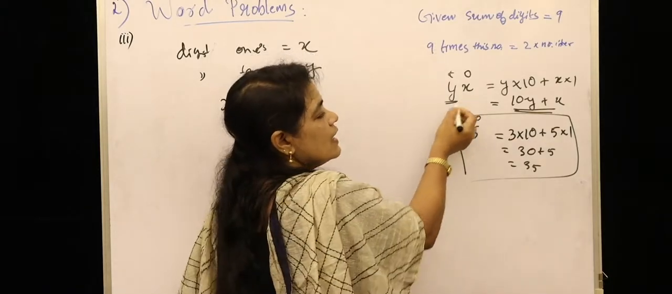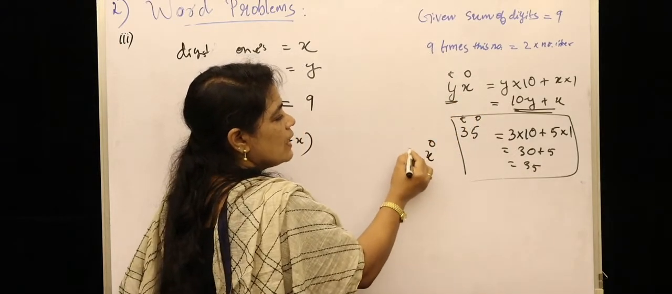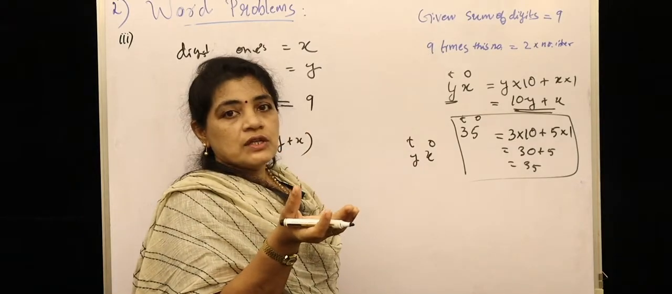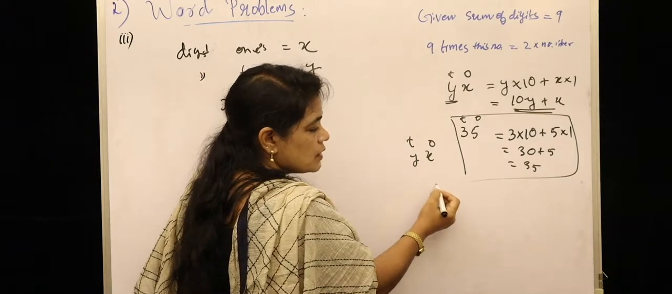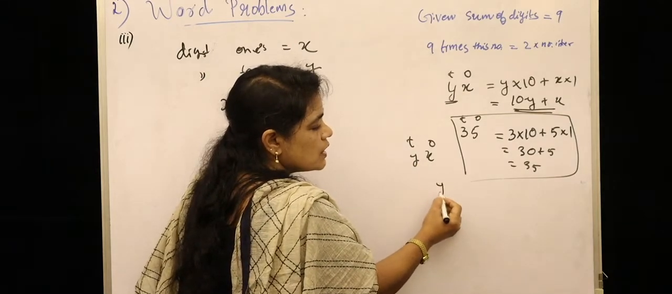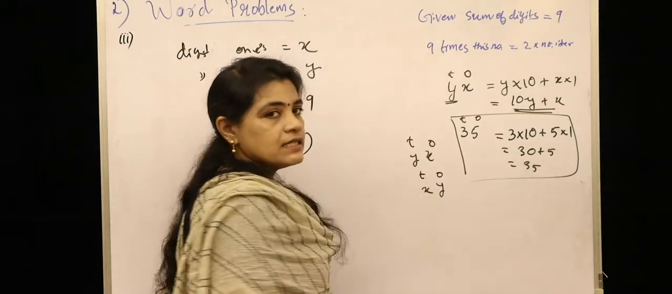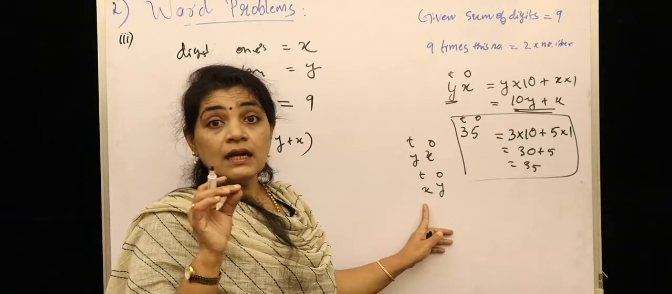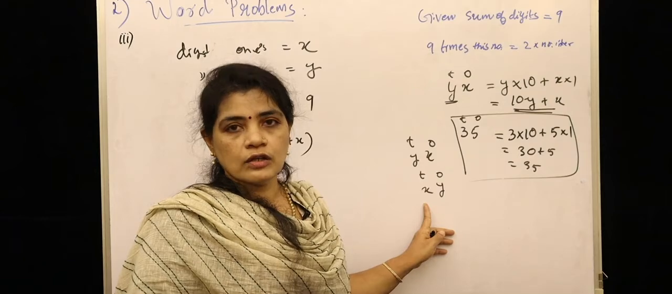Initially we have taken x in the ones place and y in the tens place. In order to get the second equation, you have to reverse the order of the digits. That means y should come in the ones place, and in the tens place you have to write x. These are the variables in the tens and ones place after reversing the order of the digits.